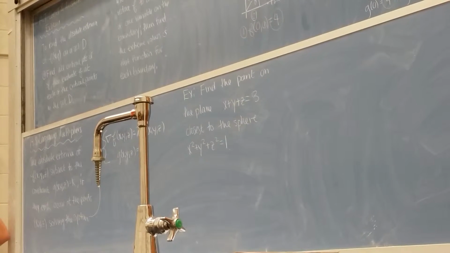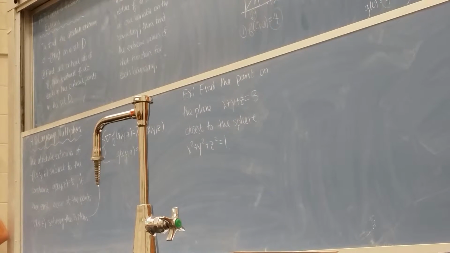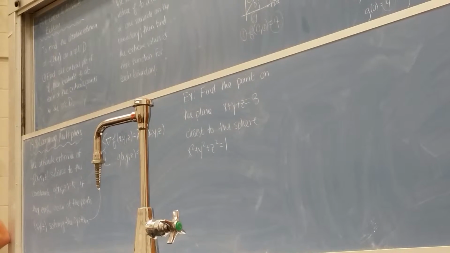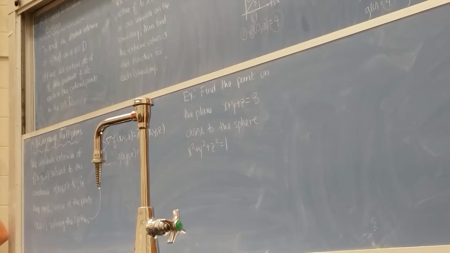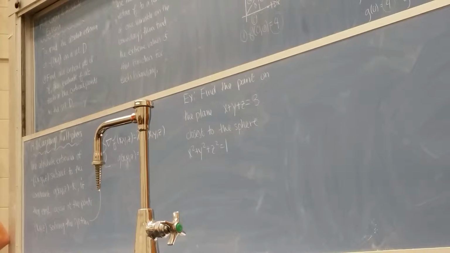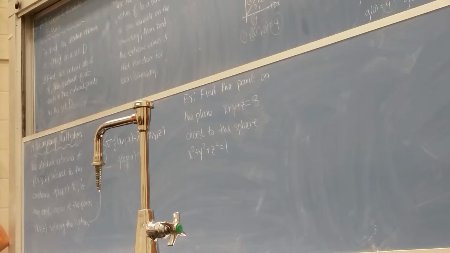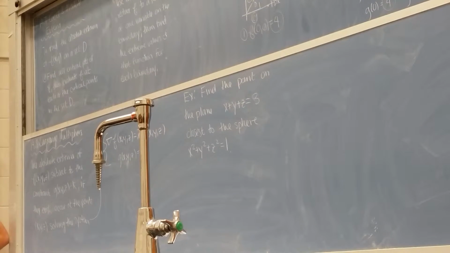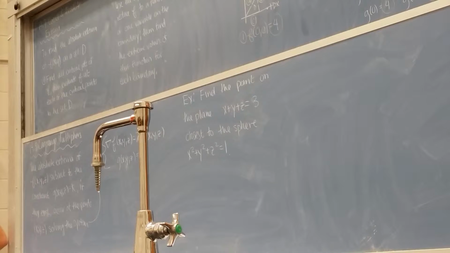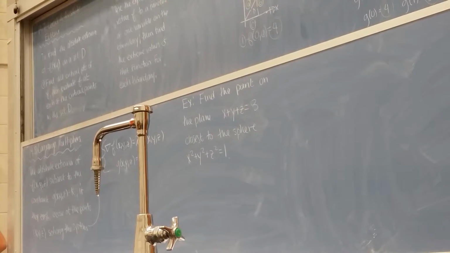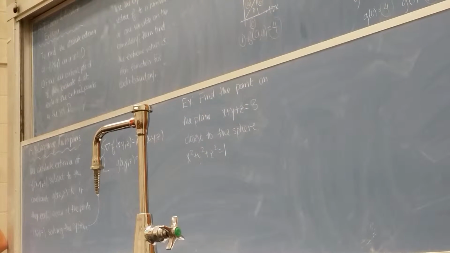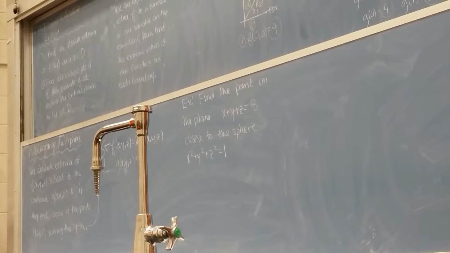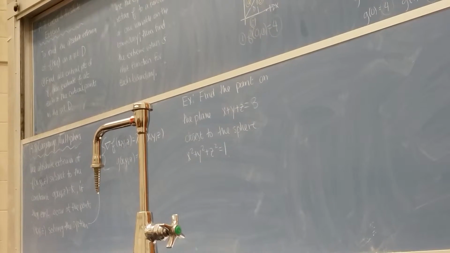So what quantity are we trying to either minimize or maximize? We're trying to get it as close as you can, so minimize to the sphere. Minimizing what? The distance to the sphere. Distance.